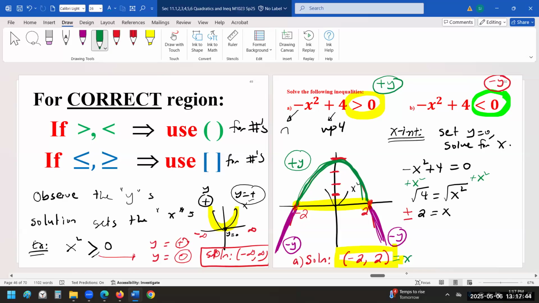If you have the y value here, what's the y value, positive or negative? See? On the upper side the y value is positive, on the lower side the y is negative. So you're looking for positive y in A. The solution is all the x values that give us all of these y values. So what are the x values? From -2 to 2.